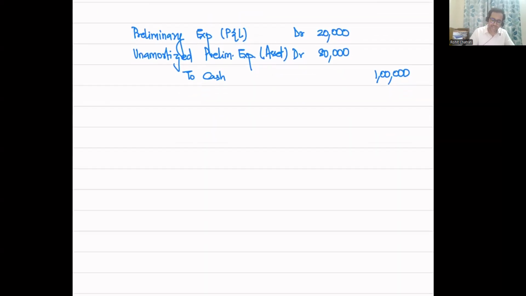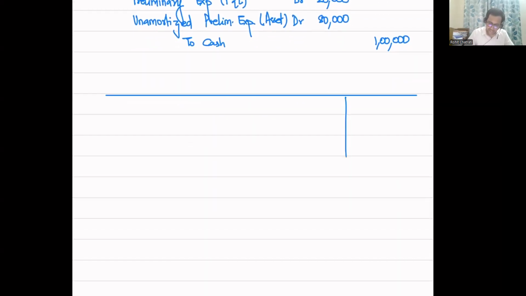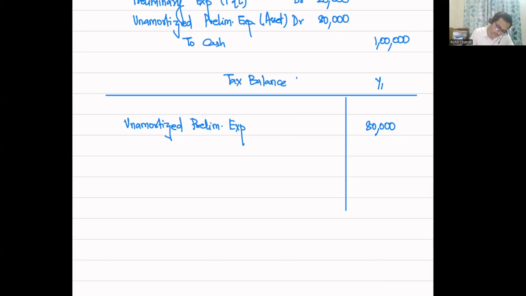If I prepare my tax balance sheet at this stage, it will actually have an amount called unamortized preliminary expenses. It's going to have unamortized preliminary expenses of 80,000. All right. This is my tax balance sheet for year one.